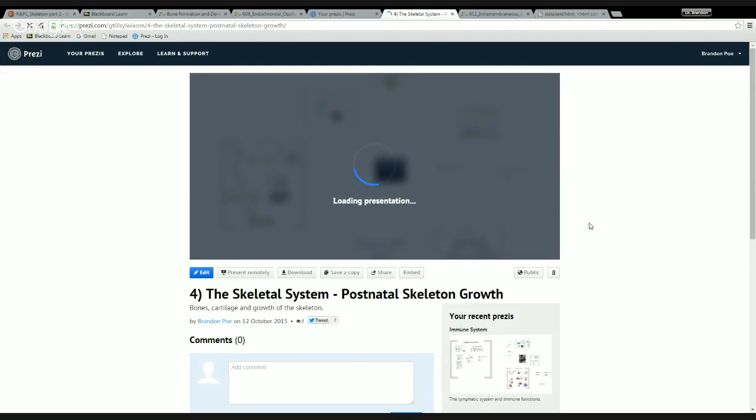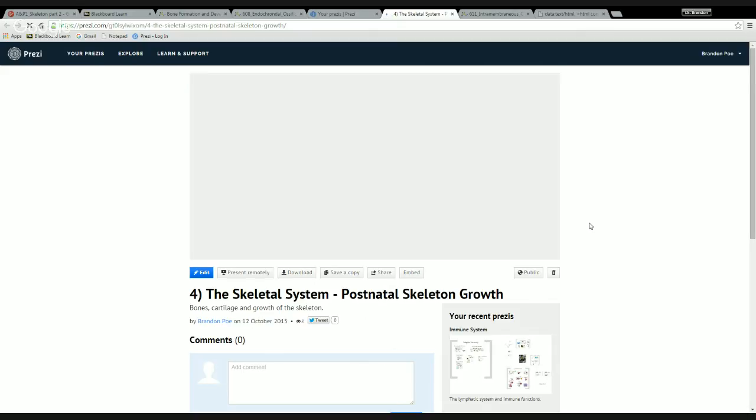So if this thing would just freaking load already. So as it's loading, I can do the first explanation of this. Of course, now it's loading. No, it's not.